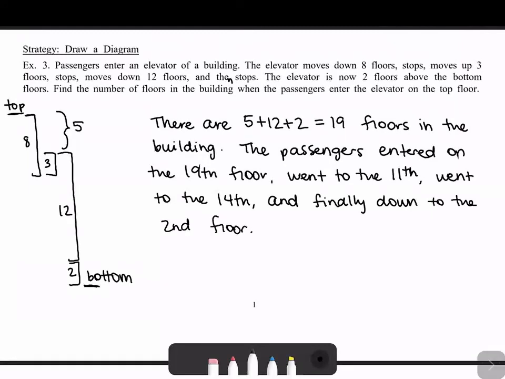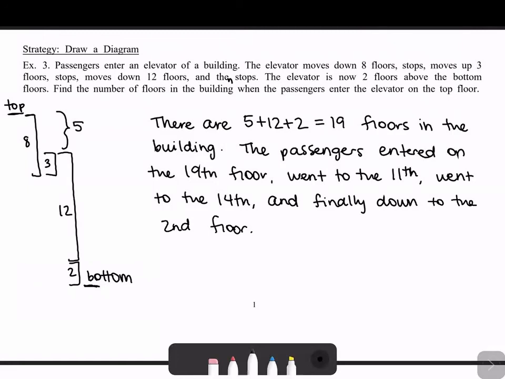Right, and this makes sense. This is also a good way to check your work. If they entered on the 19th floor, they went down 8 floors to the 11th floor. Then they went up 3 floors to the 14th. Then they went down 12 to the 2nd floor, and that's exactly where they should be, 2 floors above the bottom floor.